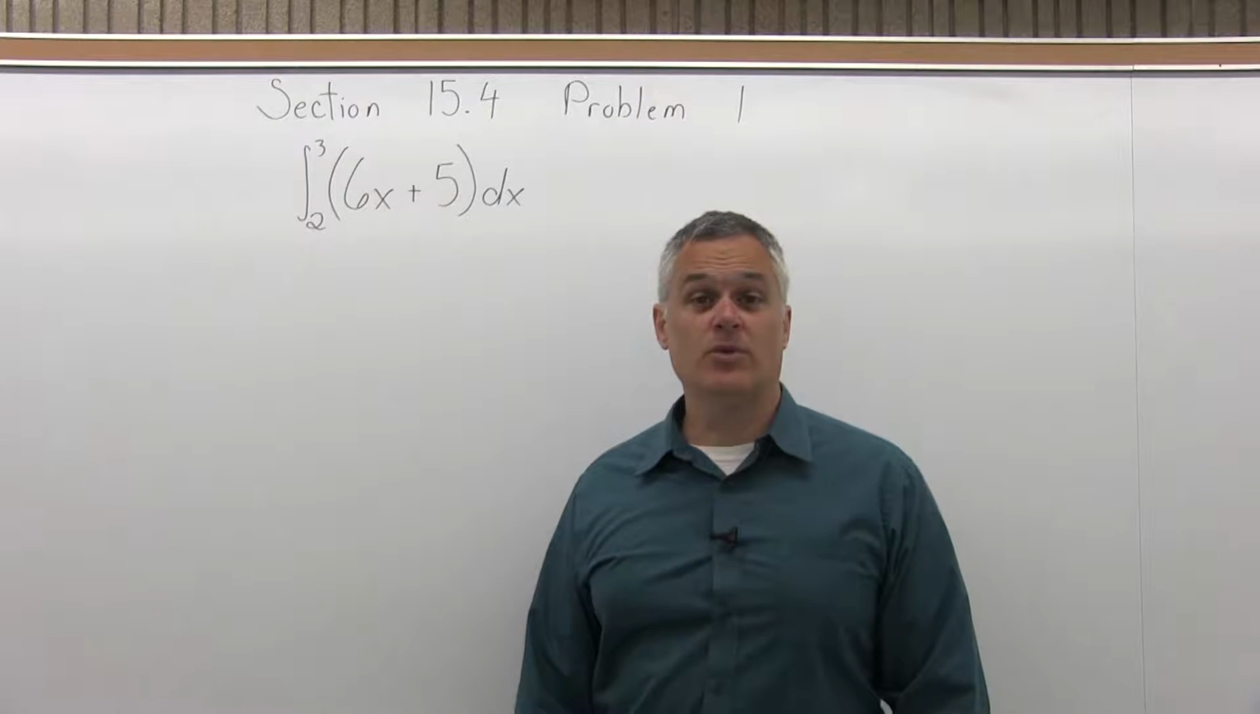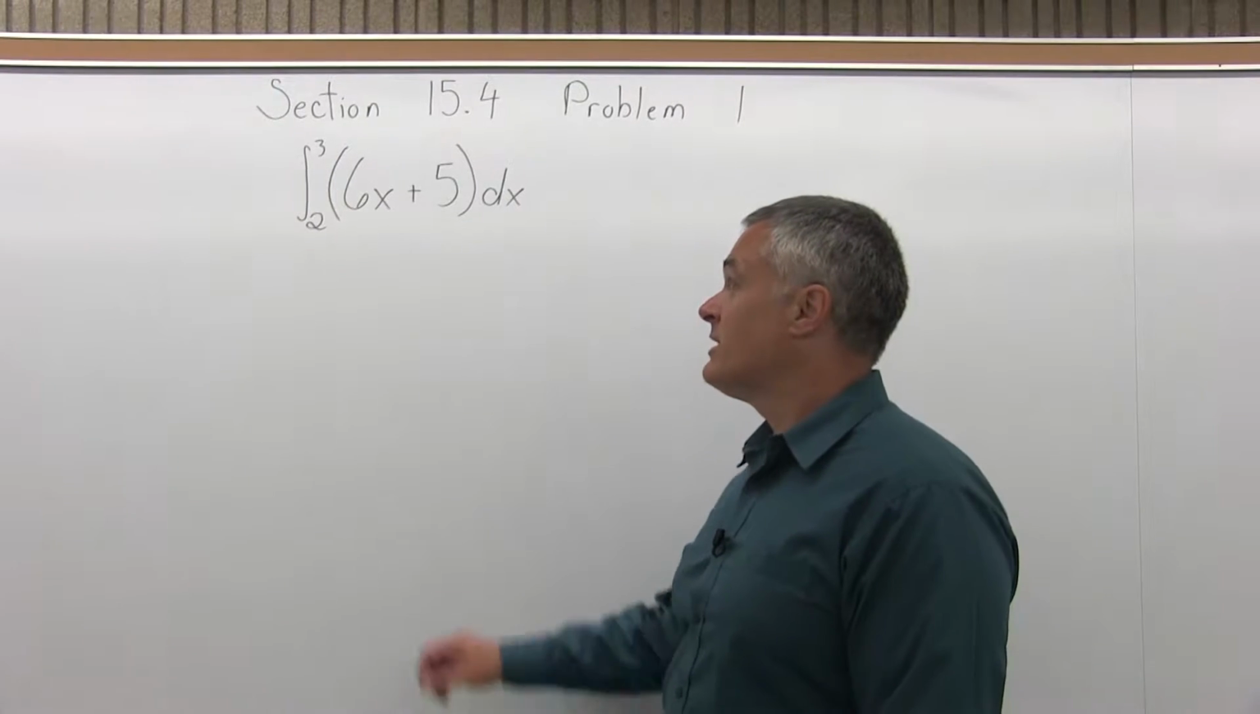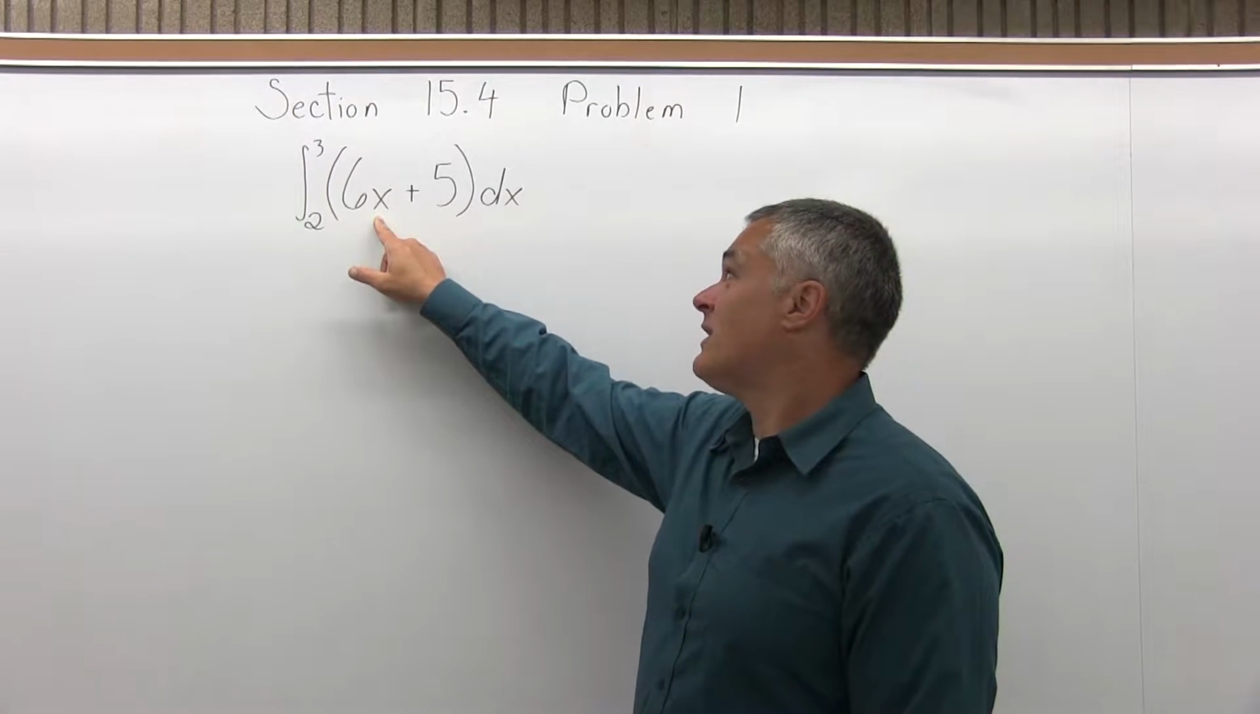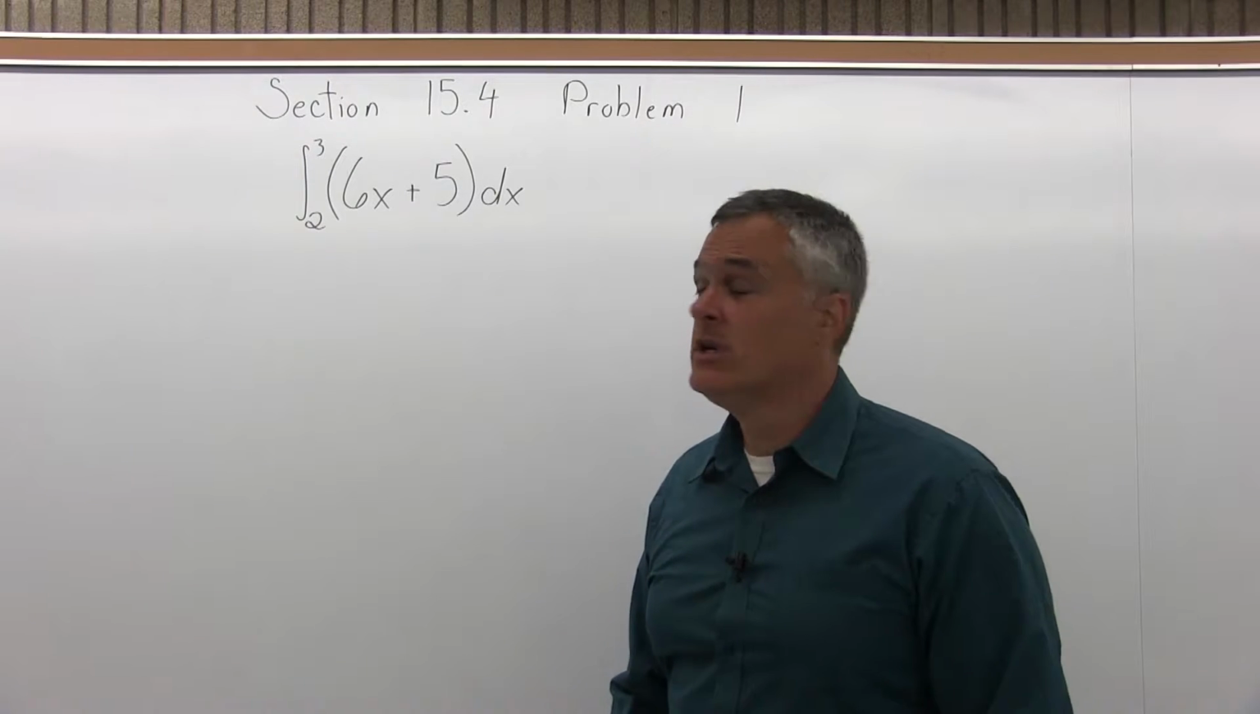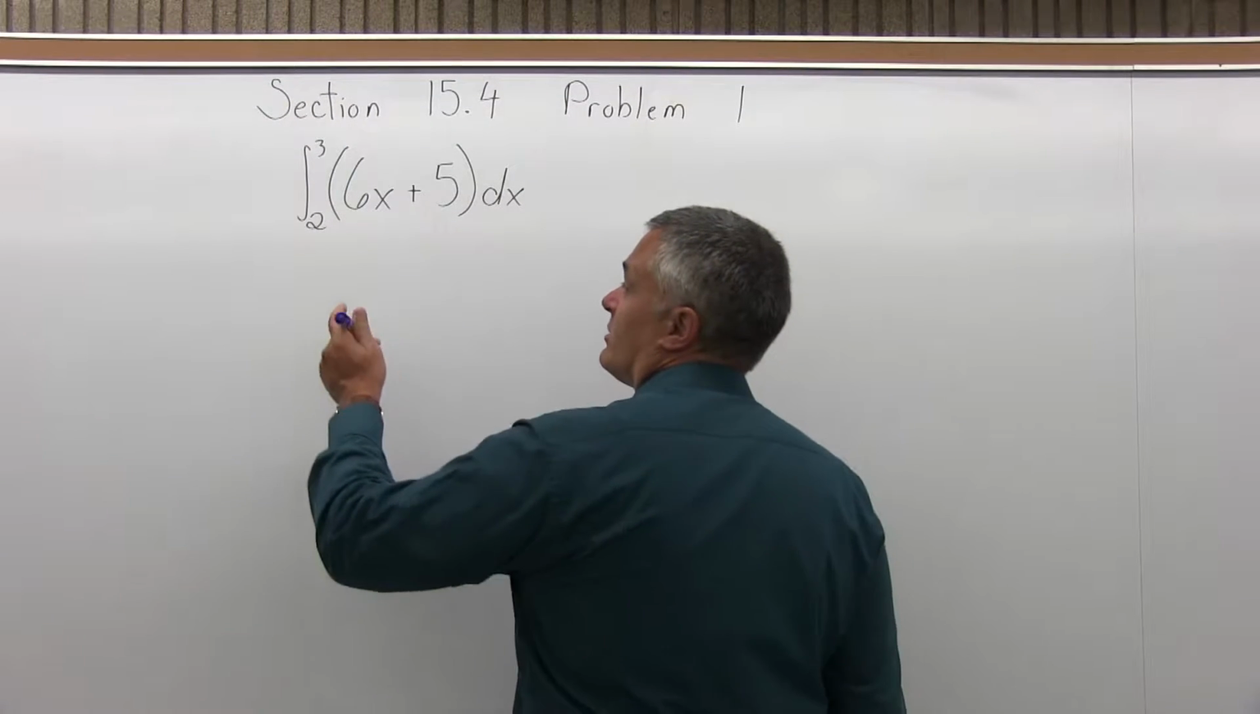This is Section 15.4, Problem 1. We want to solve the definite integral of 6x plus 5 dx from 3 to 2. So the first step is to actually solve the integral.